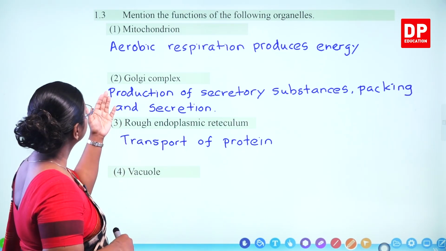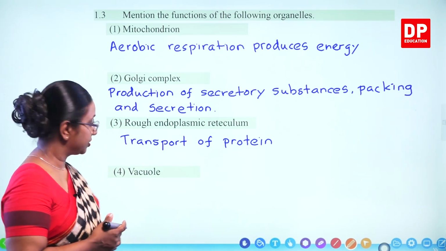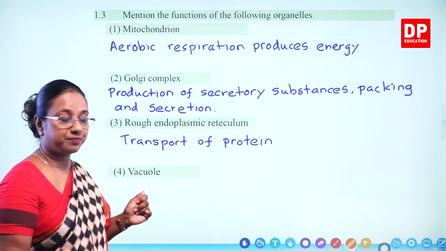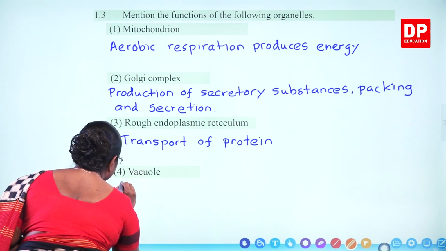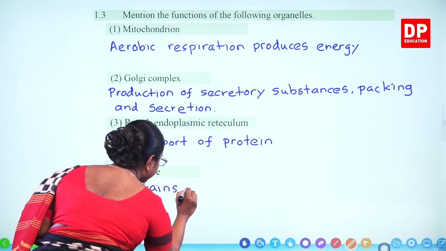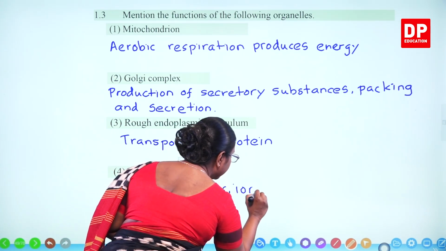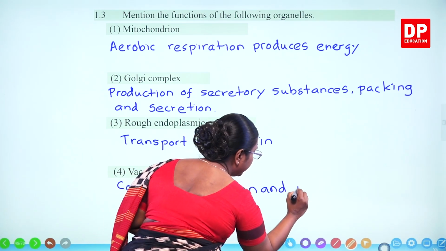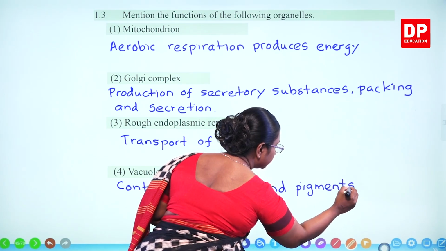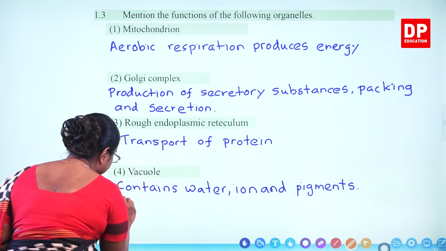So, here they have asked us to mention the functions of the following organelles. So, I will write down all the functions there. So, here first one is contains water, ions and pigments. Therefore, it helps in water balance.